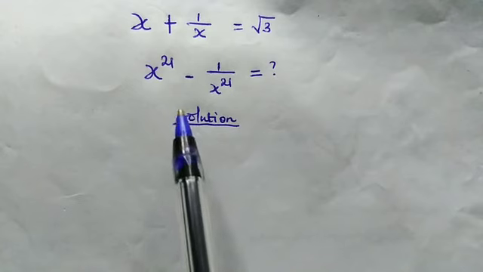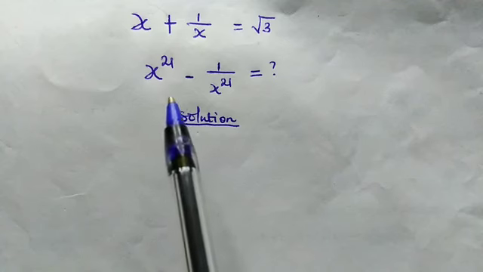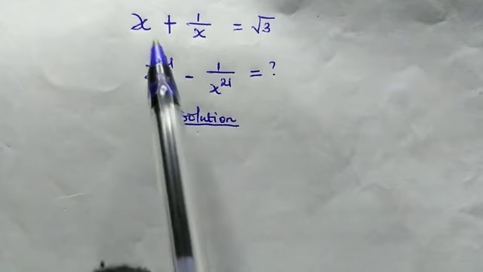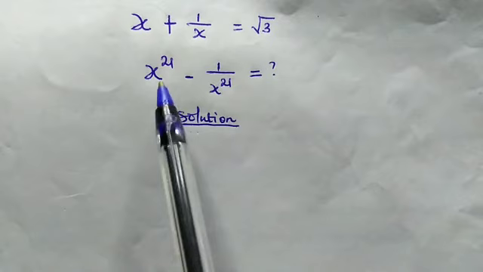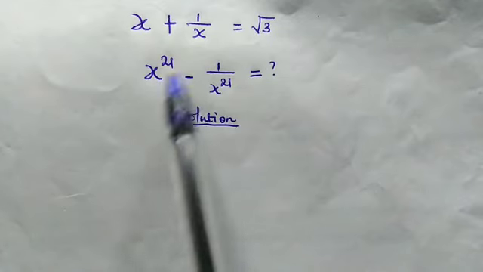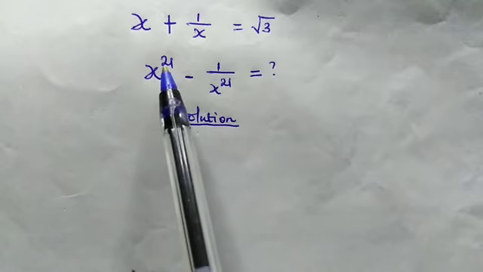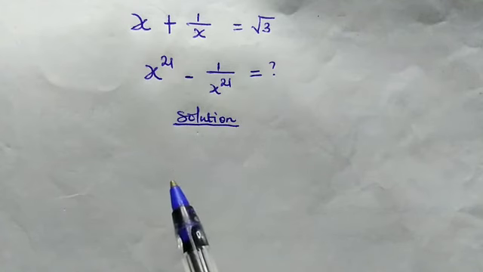Today we have an Olympiad Math problem to solve. This problem is really cool. I can testify this problem is a little bit tough. We have here that x plus 1 over x is equal to root 3. Right over here, we are going to evaluate this expression: x to the power of 21 minus 1 over x to the power of 21. Okay, now let's get started.